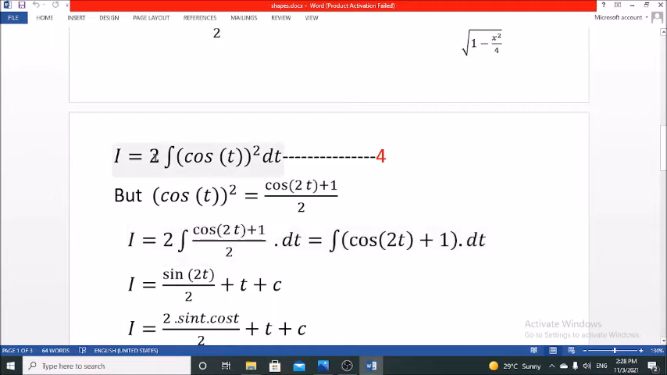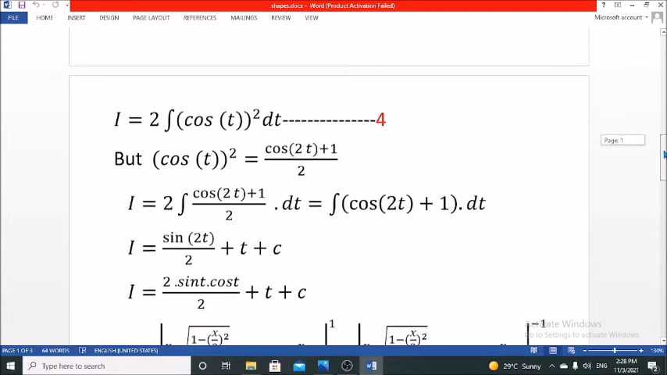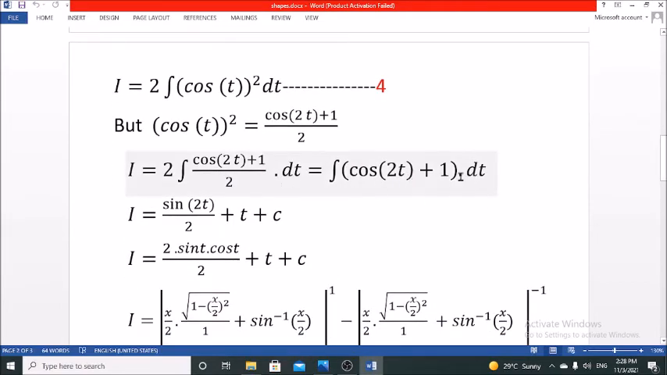So our integral here is 2 times the integral of cosine 2t plus 1 over 2. The 2 cancels with the 2, and we would be left with cosine 2t plus 1, all dt. We don't want to put the limits here. Actually, it is a definite integral, but we'll soon be transferring it to x, where our limits are from 1 to minus 1. We don't want to bother ourselves to transfer the limits, so we would not be using them in the case of t.